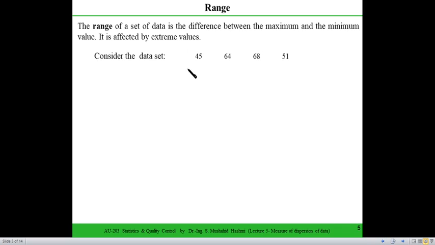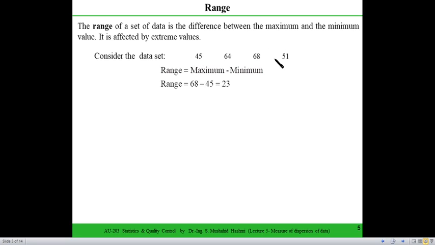For example, if you have this data set comprising four values, and we are interested in calculating its range, its maximum value here is 68 and its minimum value is 45. So the range of that data set is 23. The bigger the range, the bigger the spread of the data. If the range is a smaller number, then it has a lesser spread of the data. So range is a very crude measure of the spread of the data.